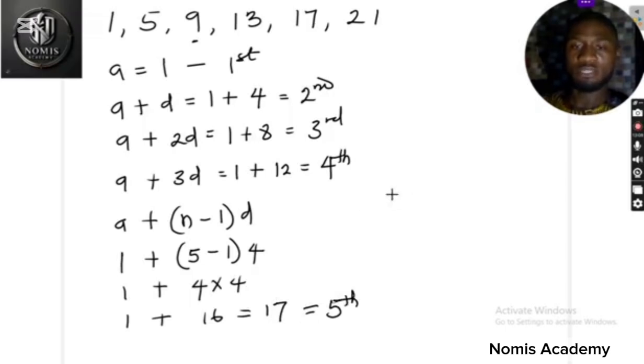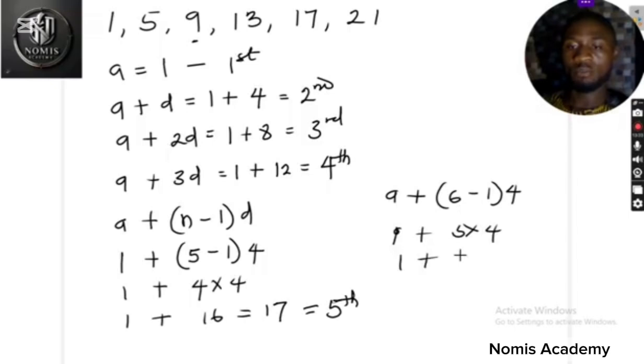Let's check for the sixth term. That will be a plus, open bracket, 6 minus 1 close bracket, the common difference is 4. So 1 plus 6 minus 1 is 5, times 4. 5 times 4 is 20. So 1 plus 20 is equal to 21, and that is our sixth term.